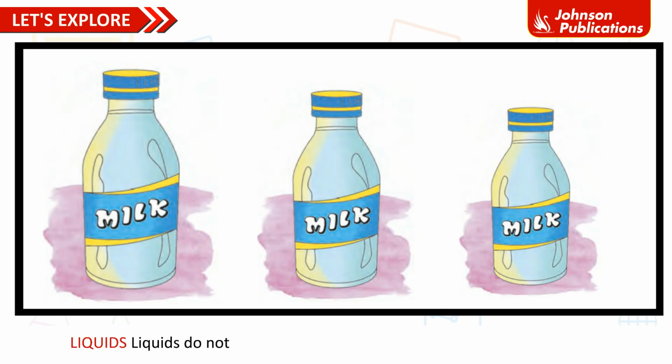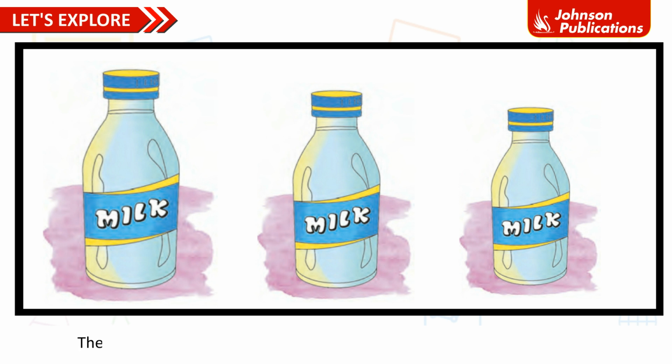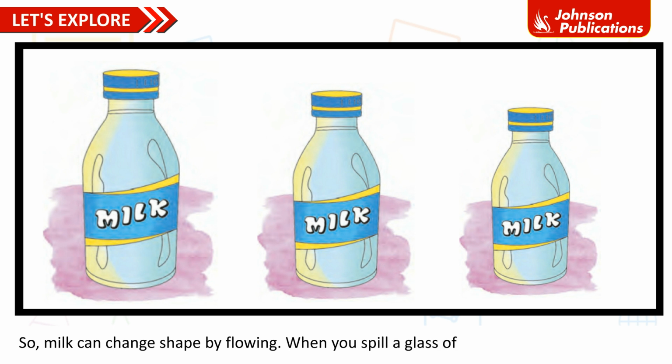Liquids. Liquids do not have definite shape, but they have mass and volume. Milk is a liquid. The molecules in liquids are not so closely packed. The intermolecular force of attraction is less. Molecules are close together, but they can move around. So, milk can change shape by flowing. When you spill a glass of milk, it spreads on the floor.